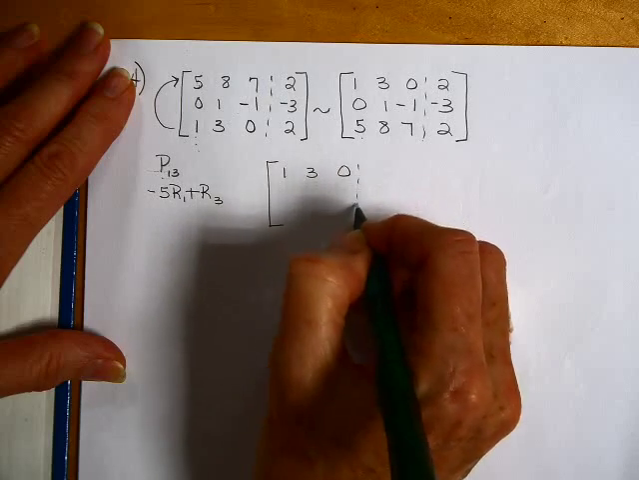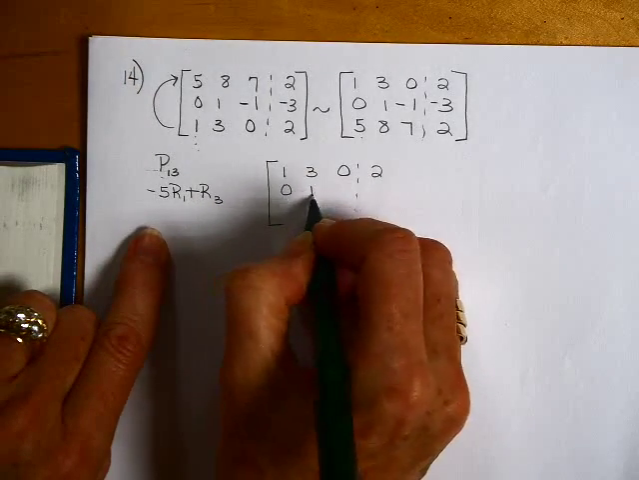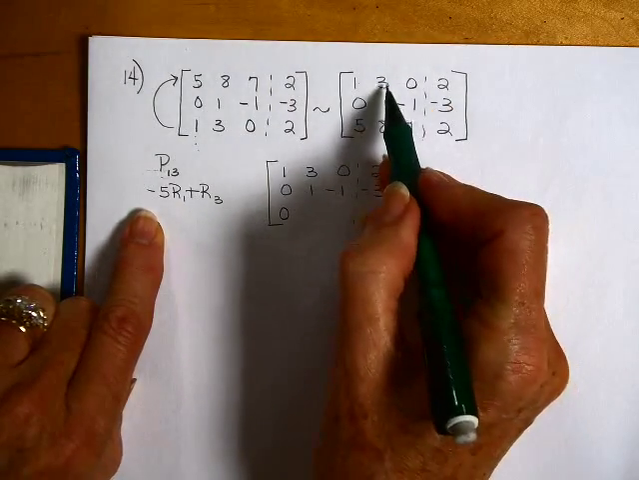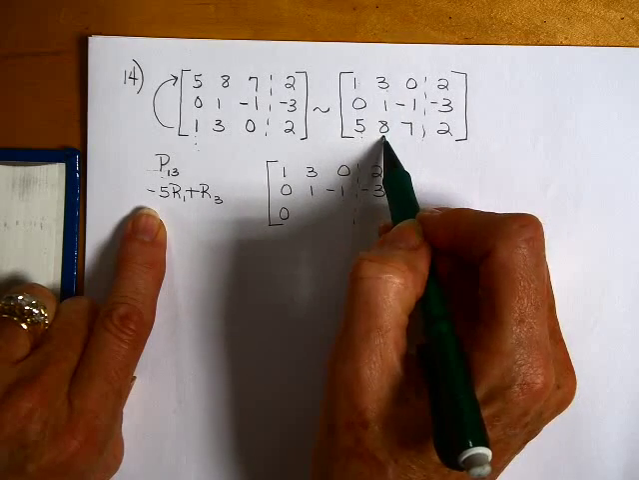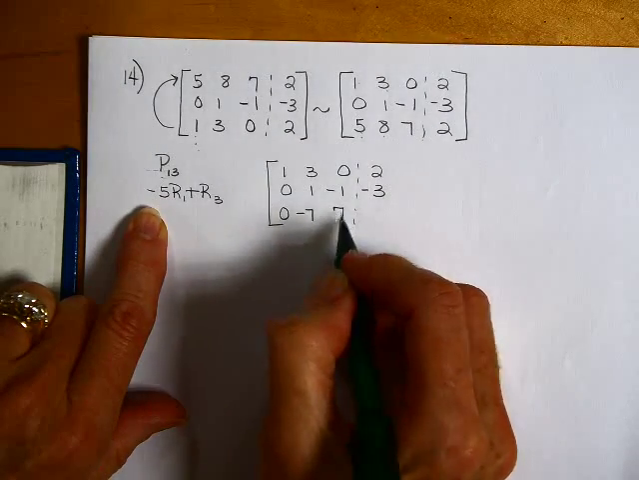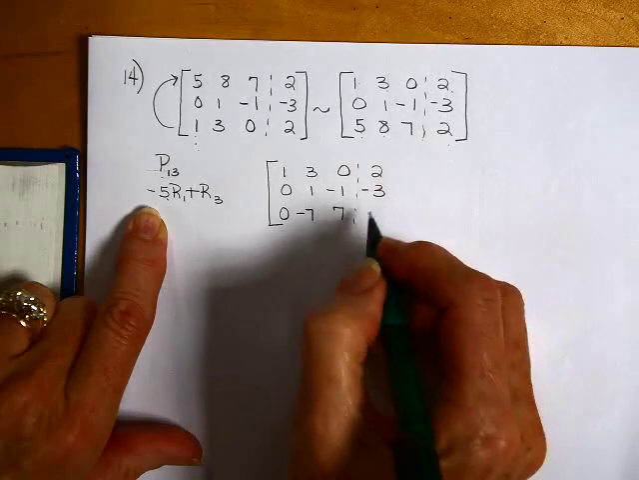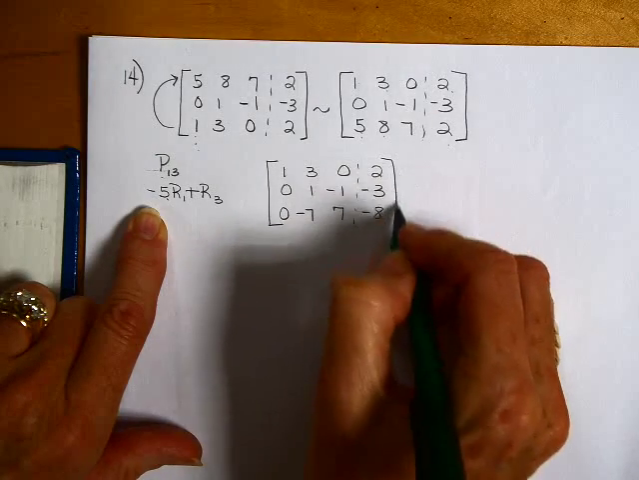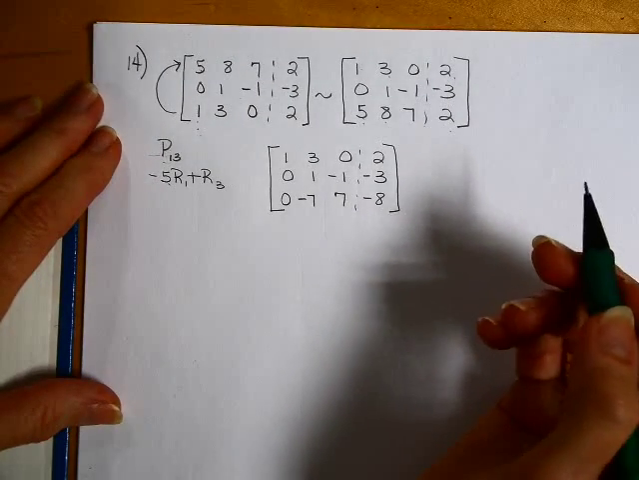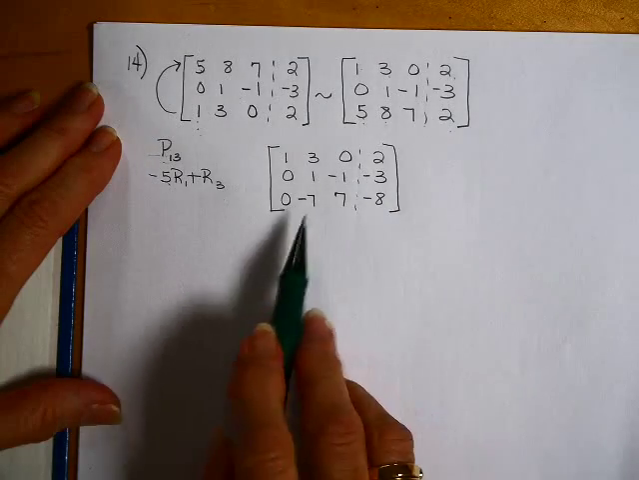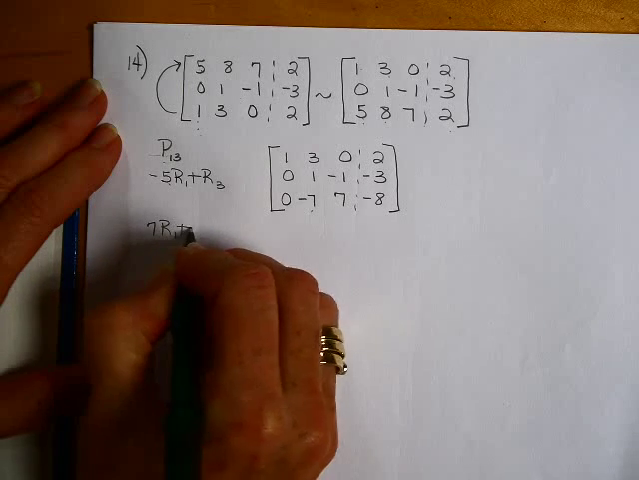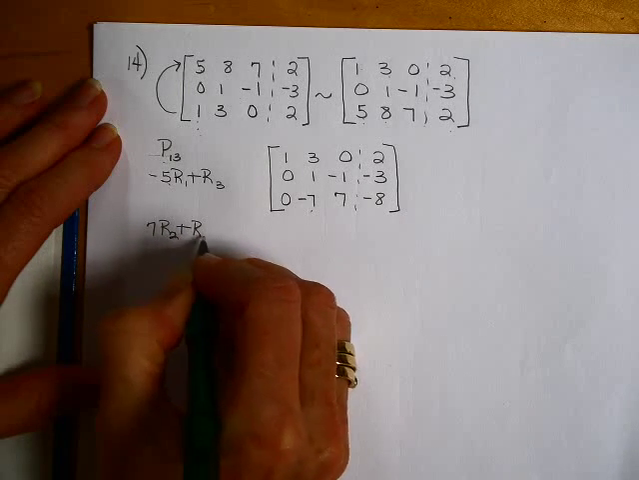1, 3, 0, 2. 0, 1, negative 3. Negative 5 and 5 is 0. Negative 15 and 8 is negative 7. Positive 7. Negative 10 and 2 is negative 8. All right, then it looks like I need to get rid of this negative 7. So I would just go ahead and multiply 7 times row 1 and add it to row 3.